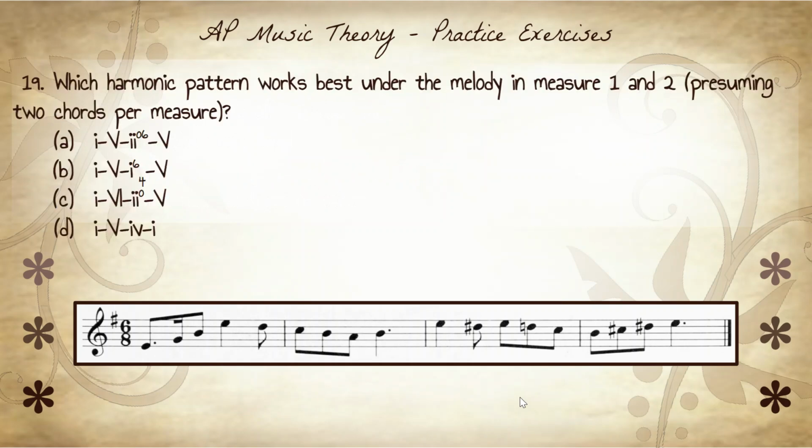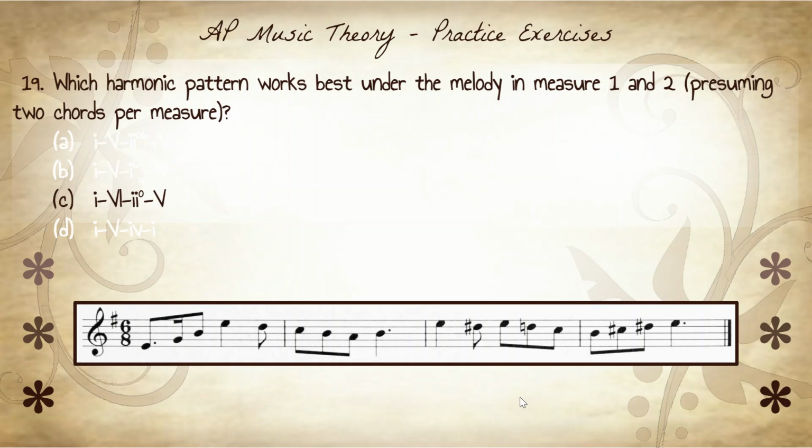Question 19. Which of the harmonic patterns works best under the melody in measure 1 and 2, perceiving the 2 chords per measure? Is it A, B, C, or D? Correct answer is C. The harmonic progression that best fits this melody is tonic to submediant to supertonic to dominant, a circle progression. All the other answers have the dominant as the second chord, and there is no first do in the dominant triad.